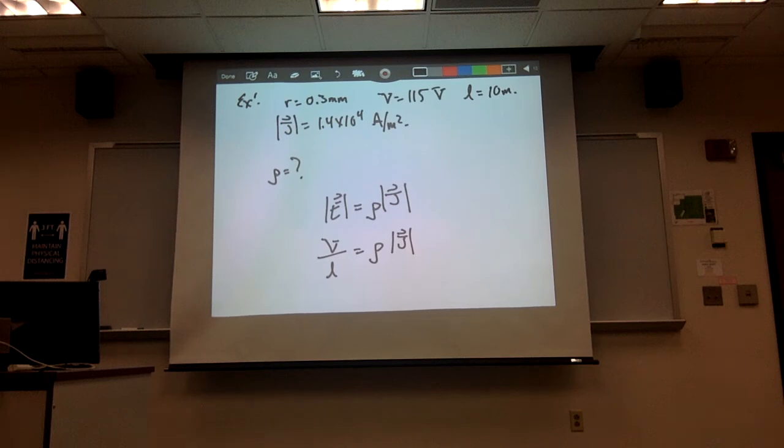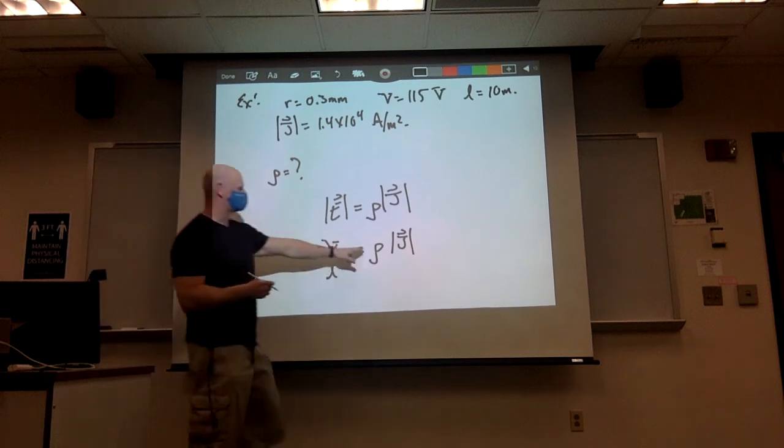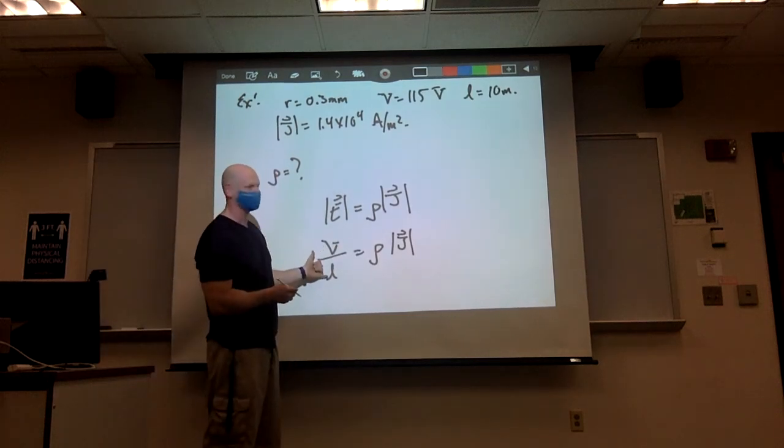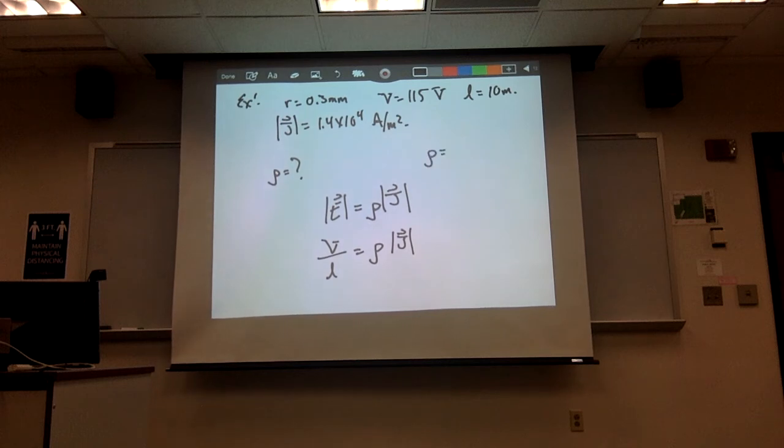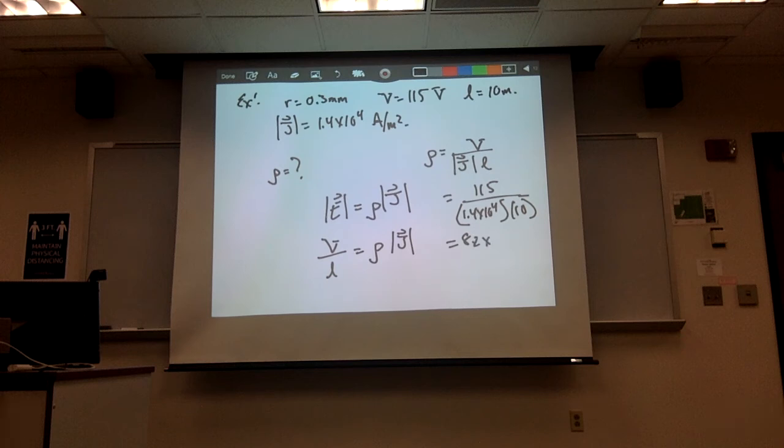So in this case, this says that the resistivity is simply going to be the potential divided by the current density times the length. So it's going to be 115 divided by 1.4 times 10 to the fourth times 10 meters. This tells me that my resistivity is going to be 8.2 times 10 to the minus fourth ohm meters. So this is my resistivity.